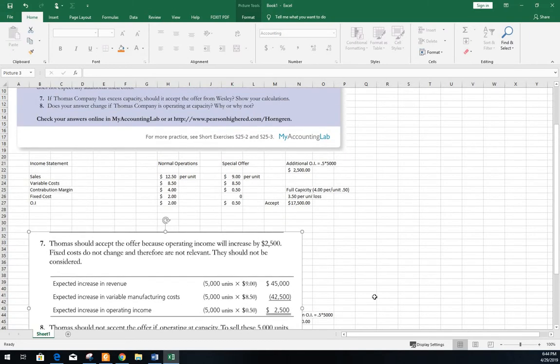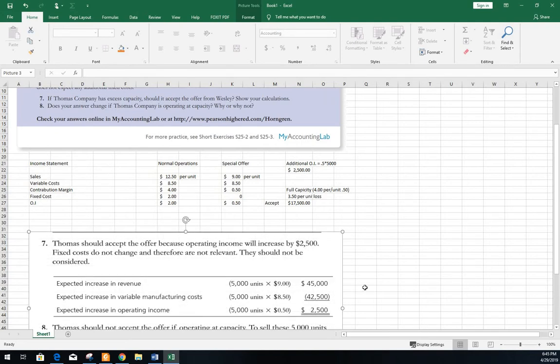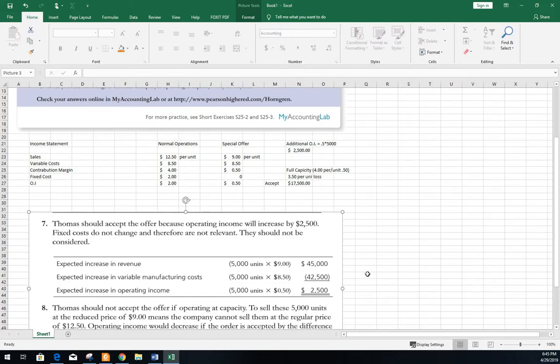So that's the solution to the try it problem, and I have the answer and you can find the answer at this address here. You can put that in your web browser and find the solution to the problem. They did it slightly differently than I did, but I'll show it to you so that way we can just compare. It says the answer to number 7, Thomas should accept the offer because operating income will increase by $2,500. That's what I have here, $2,500. And I got that by multiplying this 50 cents in additional contribution margin times the number of units, the 5,000 units right here, to get 2,500.